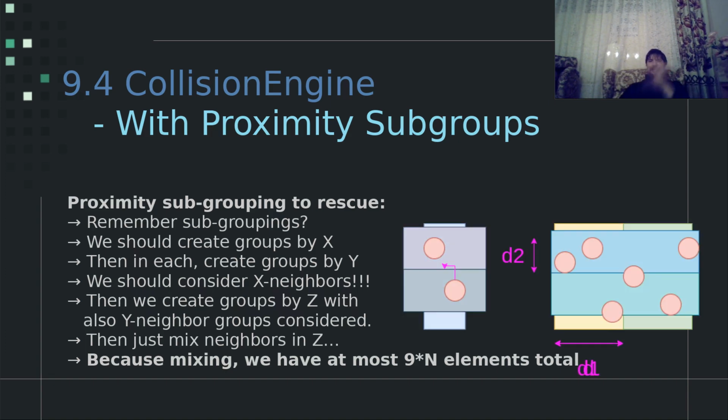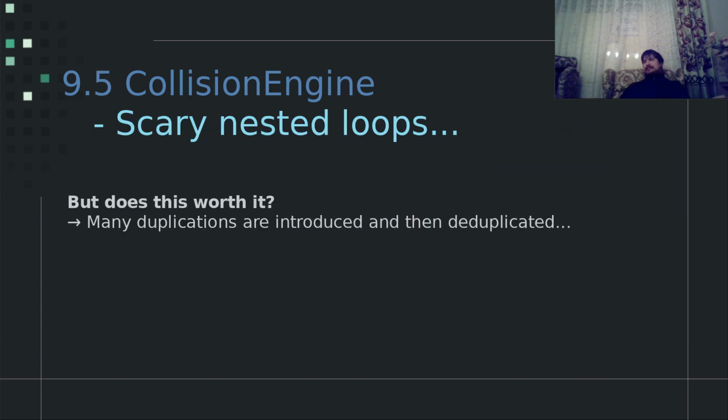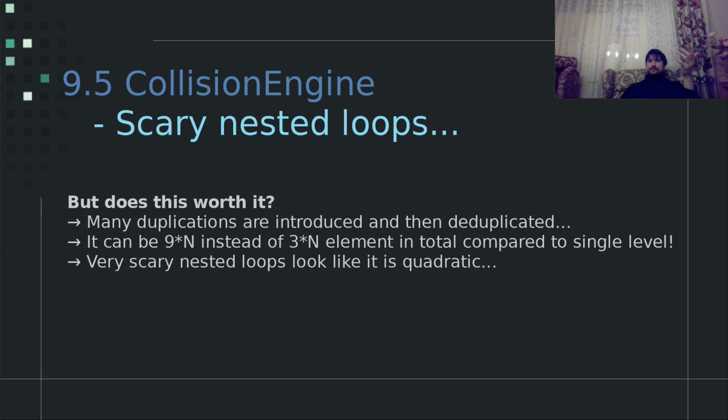So we do again the multi-level thing, code reused, very nice. But is it worth it? Because maybe the first is already fast enough, or maybe other solutions are fast enough, because many duplications are introduced in the result, and either need to be deduplicated or we are running over them, and maybe our algorithm doesn't care, but it's still there as runtime. And here it's like 9 times the scalar, not 3 times like if you would just do it in one direction with mixing. And very scary nested loops look like in the source code that, oh, this is at least quadratic, or I don't know, exponential or something. But yes, it's worth it.